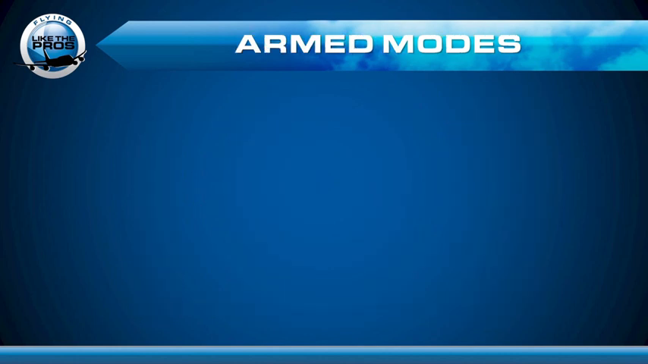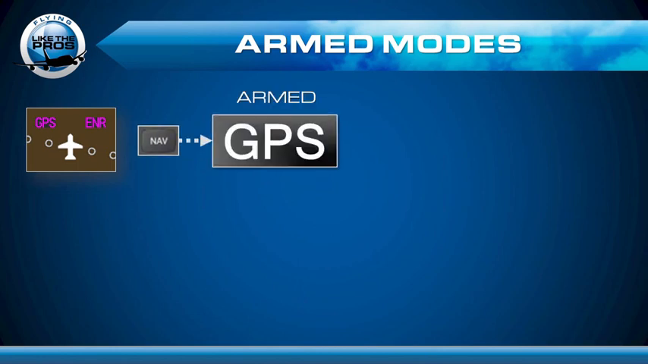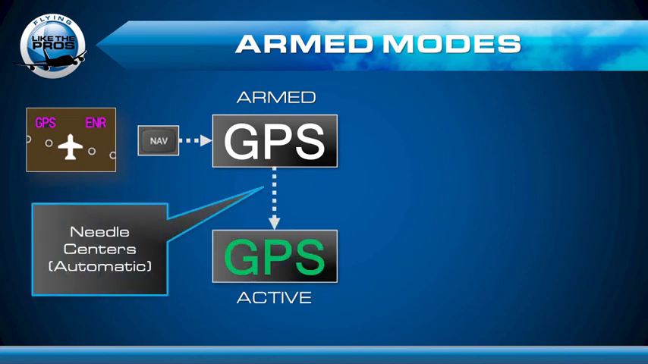Some of the other GFC700 modes are what we call armed modes. For example, if we've selected GPS on our CDI and we press the nav button, GPS mode will be armed and displayed in white. Now, a really important point to remember is that armed modes only become active automatically. For example, GPS mode will go active only once the CDI needle starts to center. Glide path mode will only go active once the glide path needle centers. You can't force an armed mode to go active. You must wait for the needle to center.